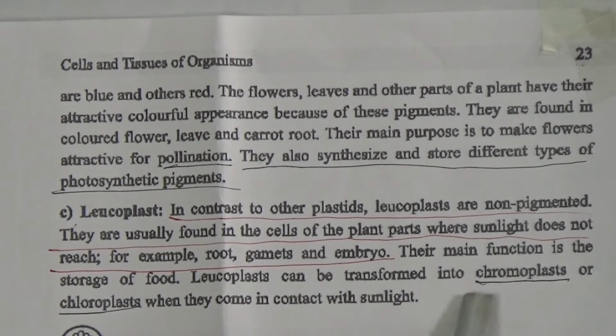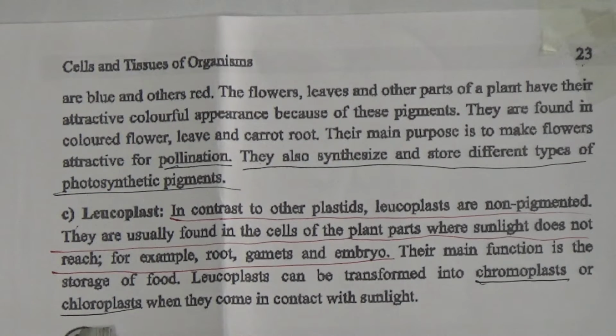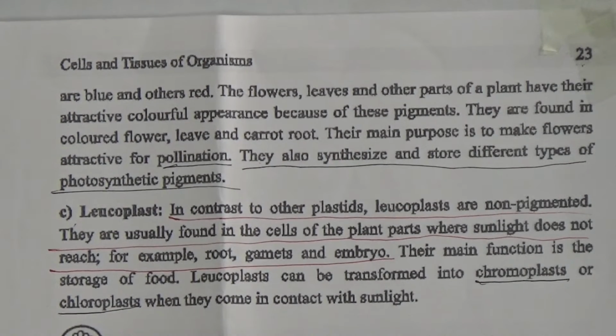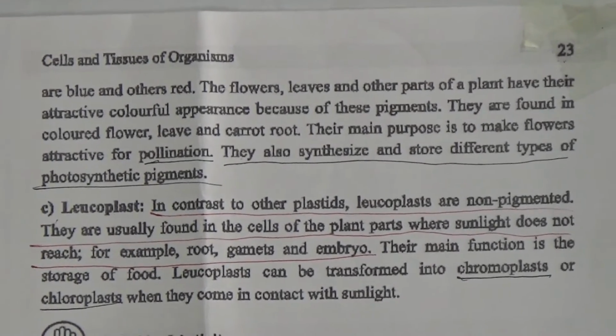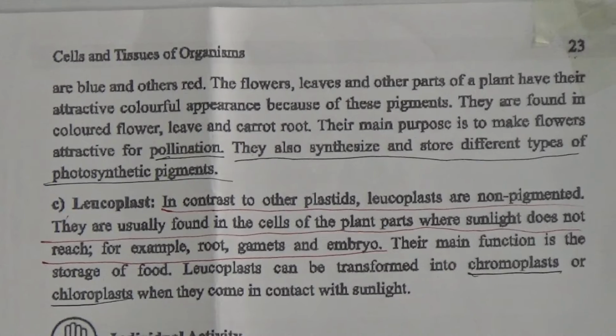Leucoplast can be transformed into chromoplast or chloroplast when they come in contact with sunlight. So leucoplast is white in color because it has no color pigmentation, but when it comes in contact with the sunlight, it can change its color.